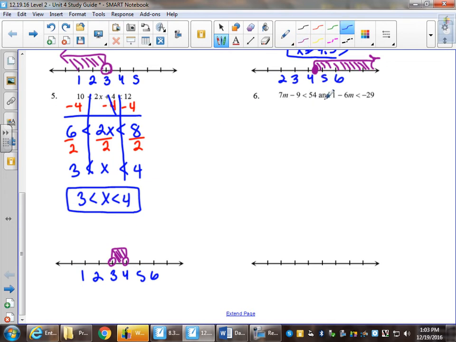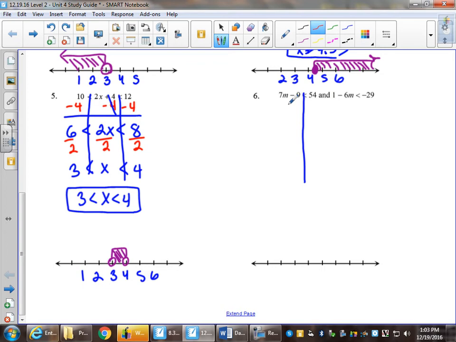Number 6 is also an and, but notice that it's written with the word and. So let's see how that'll work out. We have two separate inequalities to solve. Here's one, and then here's the other. We'll do one at a time. Let's just focus on this one. Our attention is on the side where we see the variable. M is on the left, so we'll look at the left side first.